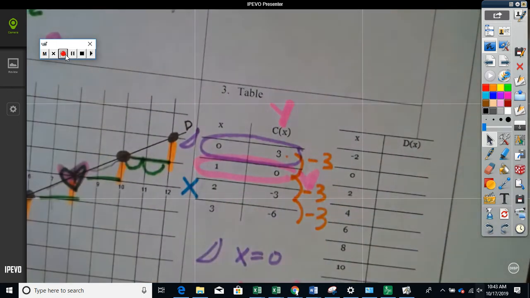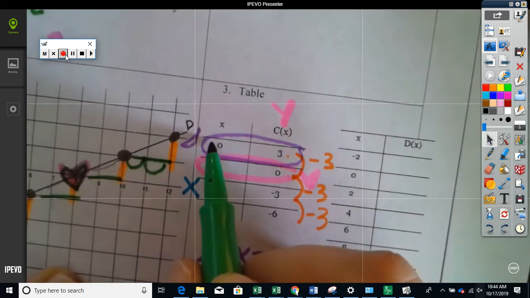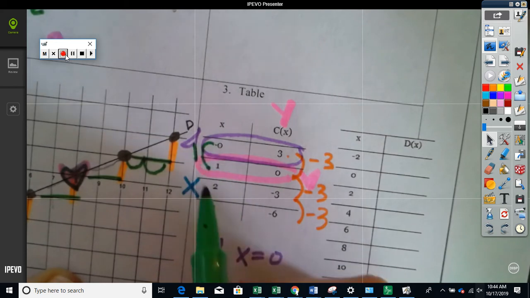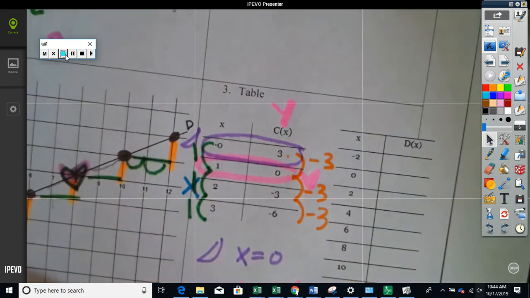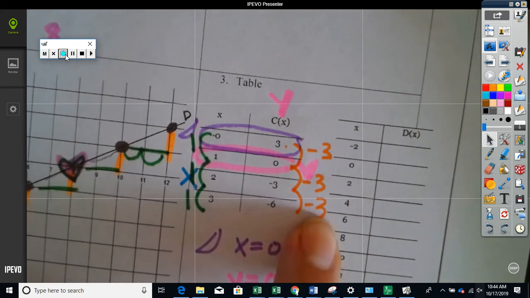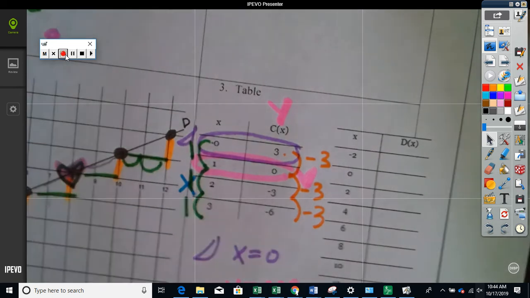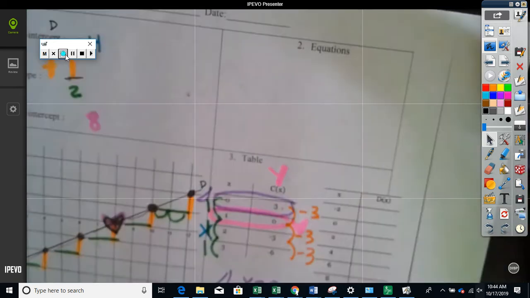Now, for your change of x, it's on the other side, and you're trying to figure out how much they're changing by. From 0 to 1, Ali said it's 1. 0 plus 1 is 1. 1 plus 1 is 2. 1 plus 2 is 3. That's your slope. It's the rate of change. How much is changing of the y over the change of x. That's what slope is.